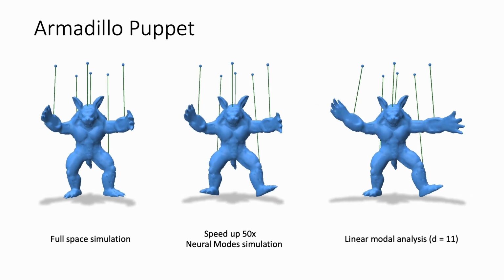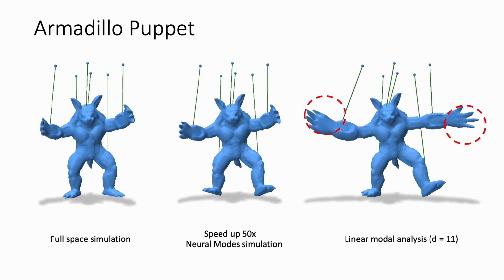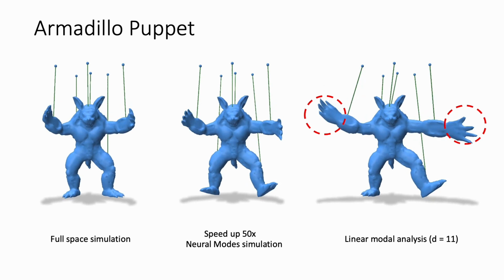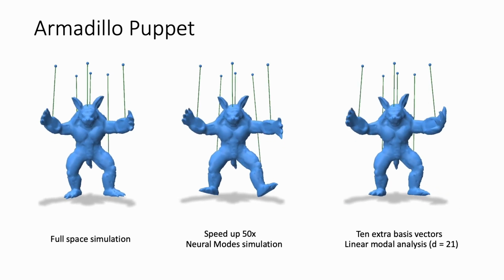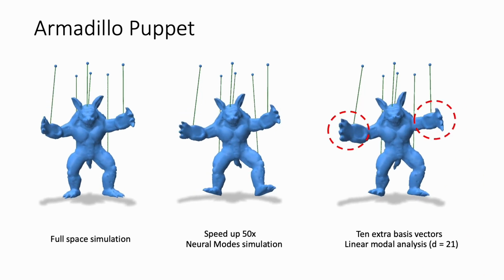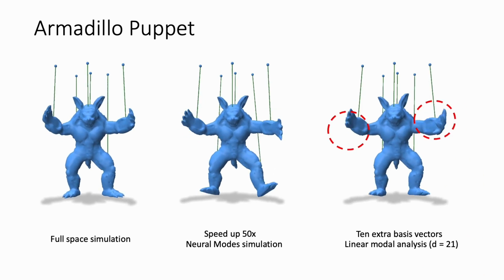In this example, we simulate the deformations of an elastic armadillo puppet driven by strings. We vary the length of the strings using sinusoidal functions and observe the corresponding motion. We compare with full space simulation and linear modal analysis, a conventional linear subspace simulation method. As can be seen, modal analysis leads to large distortion artifacts in the arms and legs. These artifacts can only partly be mitigated when adding 10 extra basis vectors. In contrast, our neural mode subspace produces pleasing nonlinear deformations that are qualitatively on par with the full space simulation while offering a 50-fold acceleration.